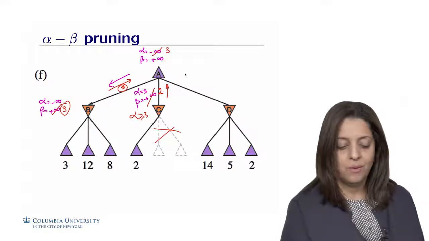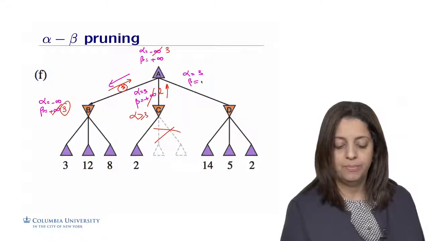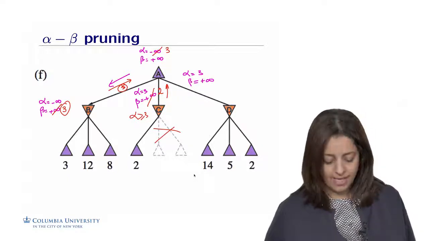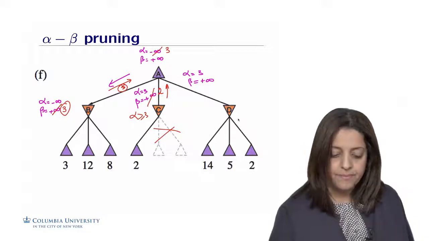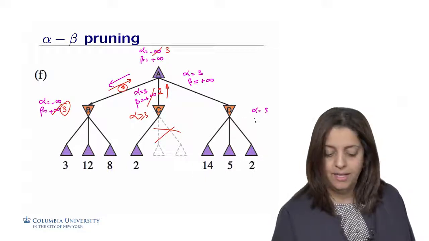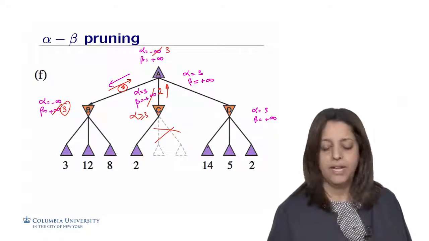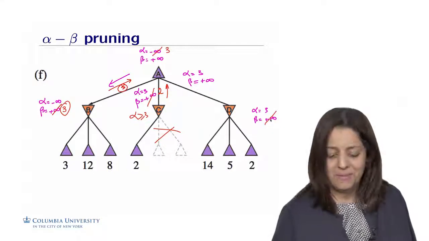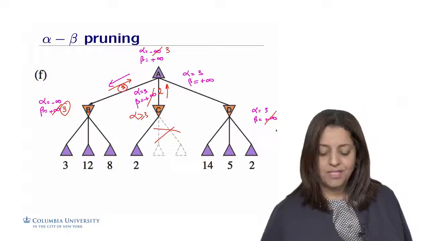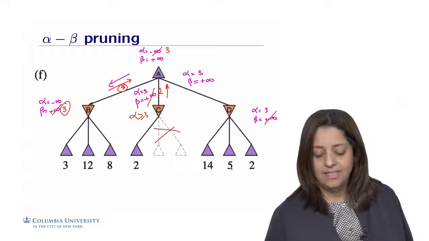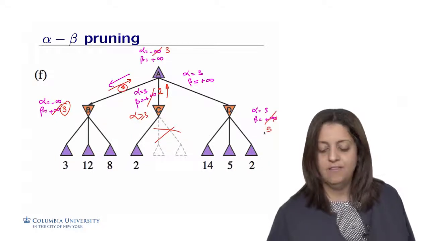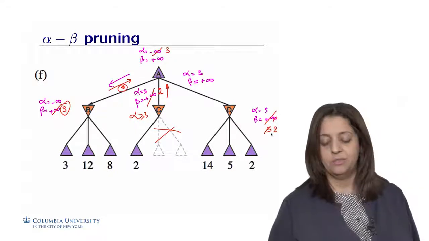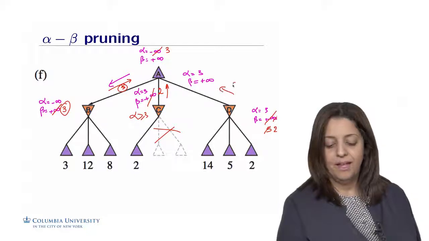All right. Last, we are going to send down alpha equal 3 and beta equal plus infinity to this node. The min node will explore its children. So alpha is 3 and beta is plus infinity. When we explore the 14, the min will update its beta to 14. Afterwards, the next child is 5, so it's going to change the 14 to 5. And finally, change the 5 to 2. So min will update its beta to 2 and send the value back, which is 2.